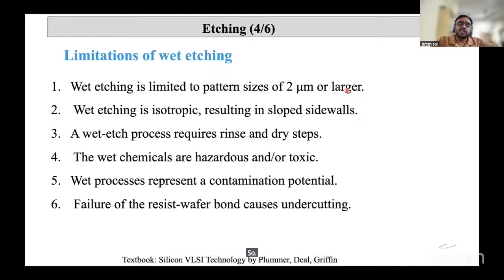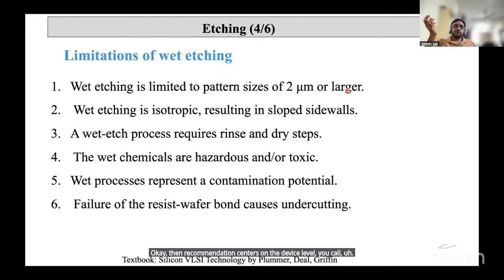Basically, if you see silicon, it has a band gap of 1.12. If you put it in any etchant, let's say there is gold, gold is used as a pad. If you use it, the gold will be etched, and these metallic impurities will occupy the mid-gap states, which will act as recombination centers. Recombination centers on the device level, they call minority carrier lifetime killers.